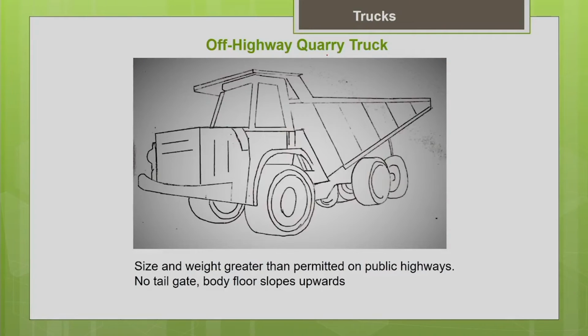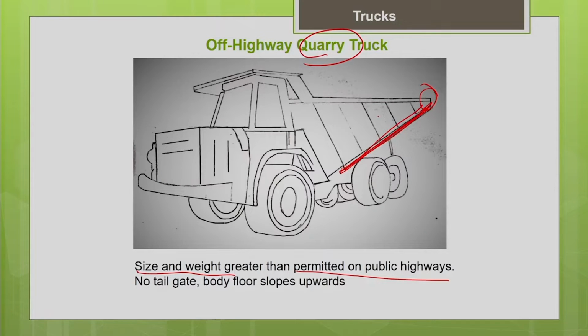This is the picture of the off highway quarry truck. As I told you, it is commonly used in quarries. It is not permitted on public highways because its size and weight are greater than the limitations allowed for public highways. One thing you can note is that it won't have a tailgate. That is why you can see that the body floor is sloping upward. This kind of arrangement facilitates easy loading of the truck with the loader.